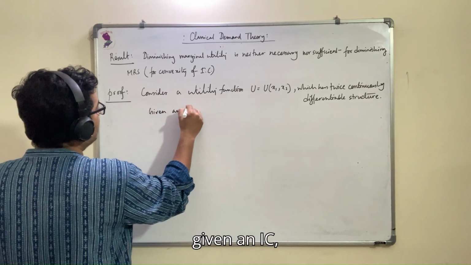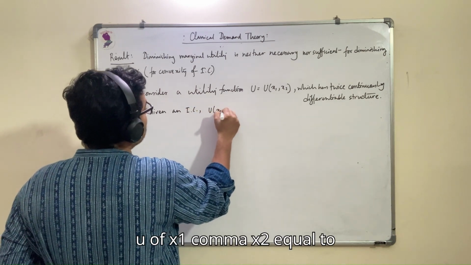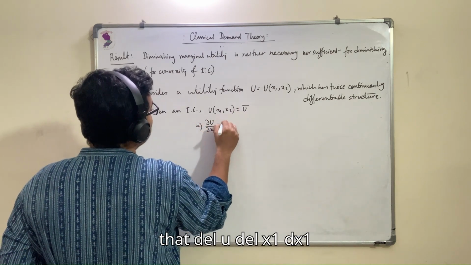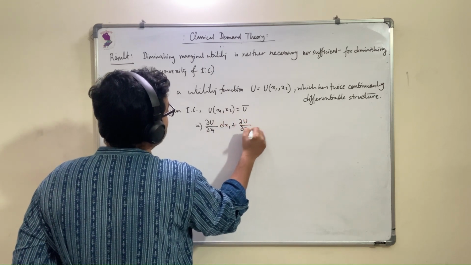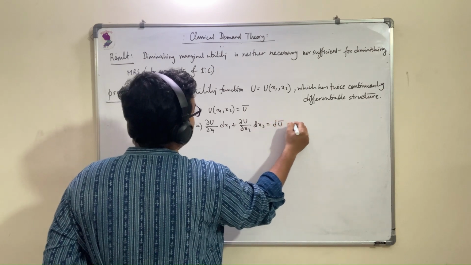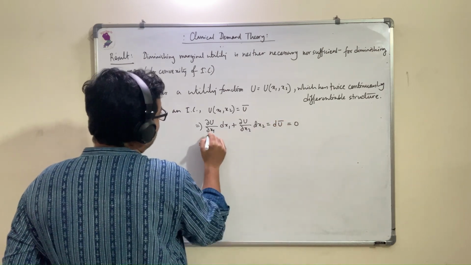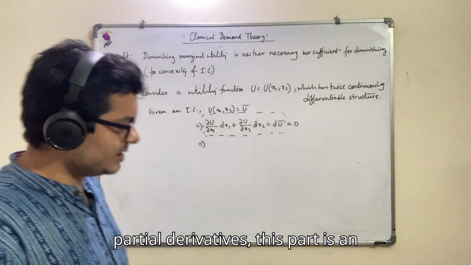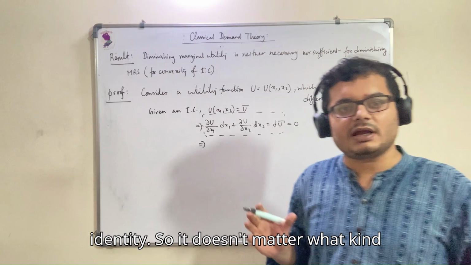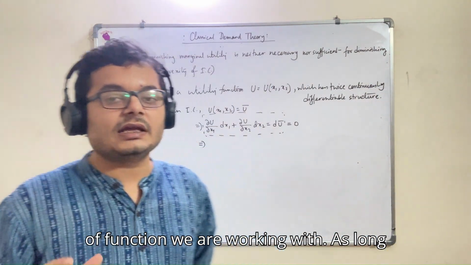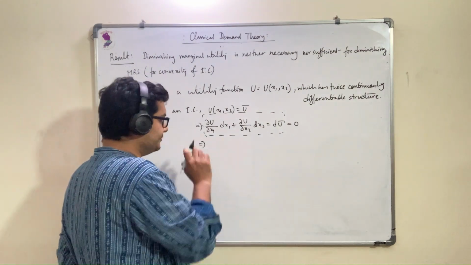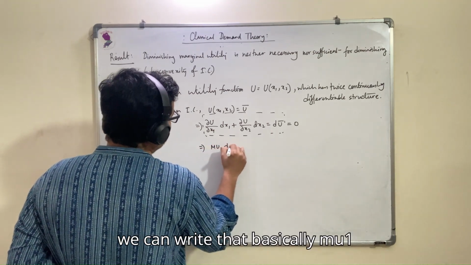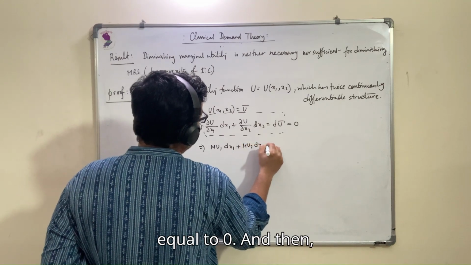given an IC u of x1 comma x2 equal to u bar, it basically means that del u del x1 dx1 plus del u del x2 dx2 equal to du bar is 0. Remember this part, that is the partial derivatives, this part is an identity. So it doesn't matter what kind of utility function we are working with, okay? As long as it is differentiable, we can write it. So from here, we can write that basically mu1 dx1 plus mu2 dx2 equal to 0.